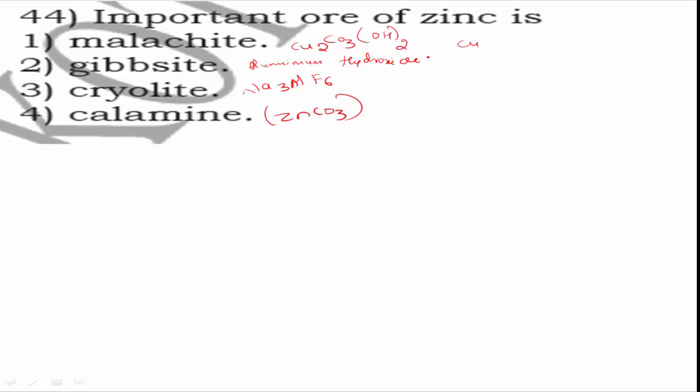Yes, what is our question? The important ore of zinc is. Definitely the answer for this question is calamine, because it is one of the ores of zinc. Calamine is ZnCO3. Therefore, option 4 is the right answer.